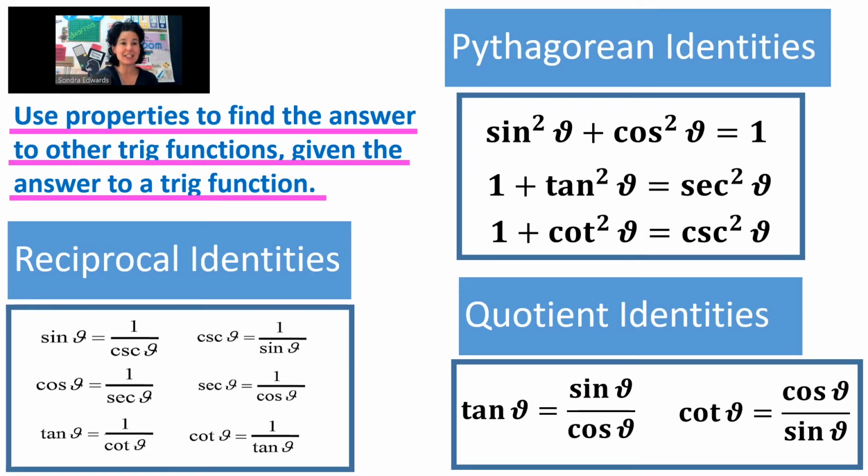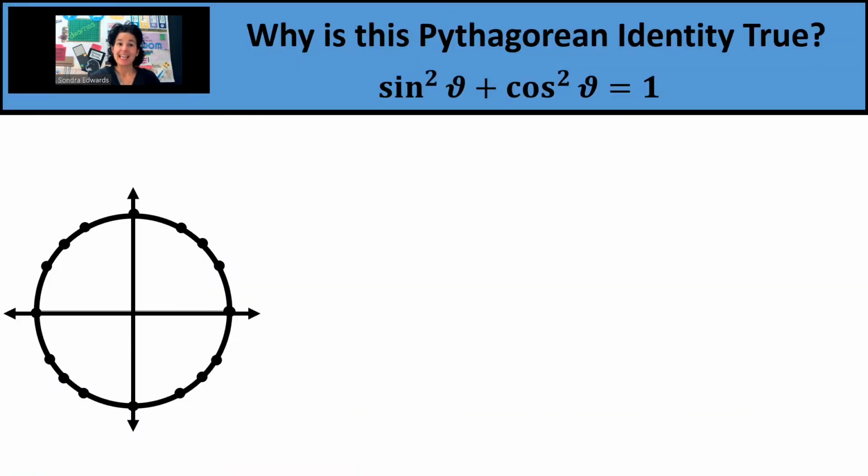All right, so let's get started with that first one. Sine squared of theta plus cosine squared of theta equals 1. This Pythagorean identity is actually very simple to show you.